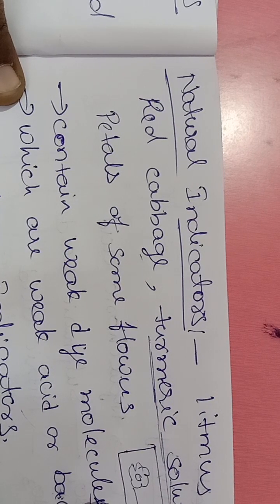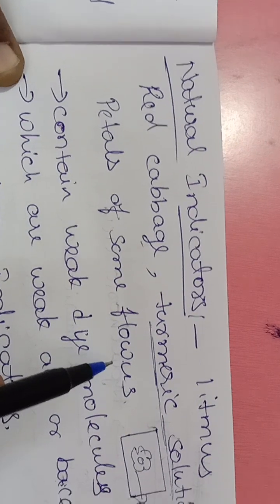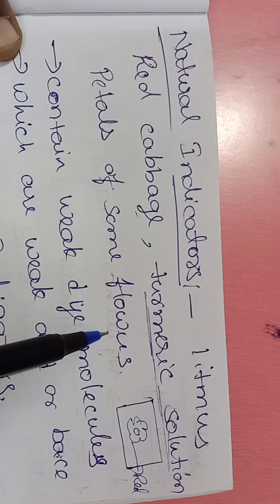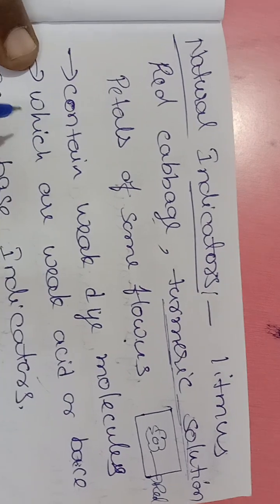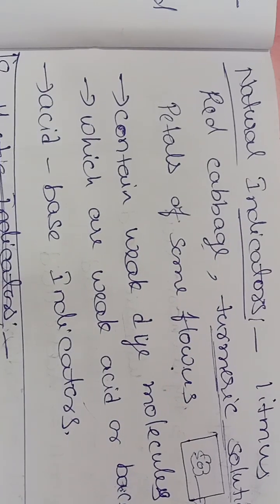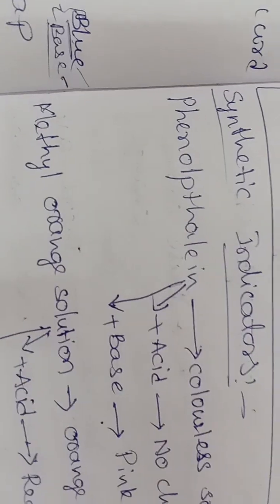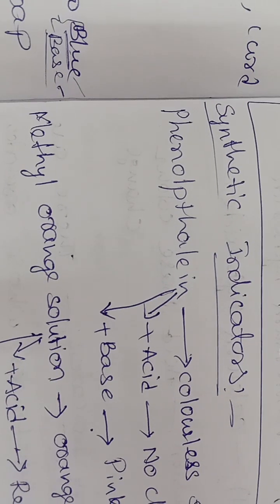Litmus, red cabbage, turmeric solution, petals of some flowers also act as natural indicators, which will find whether the given solution or given material is acid or base. They contain weak dye molecules, which are weak acid or base. So, these act as acid-base indicators. Those are the natural indicators.